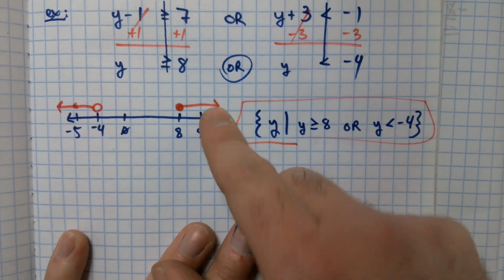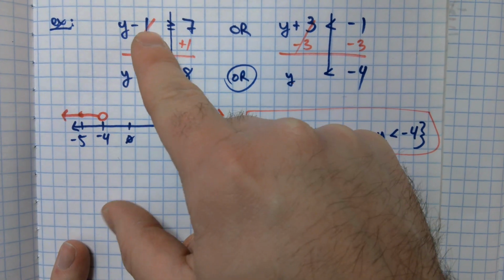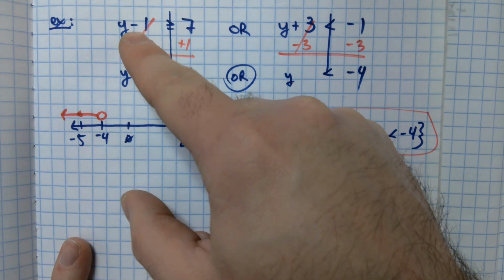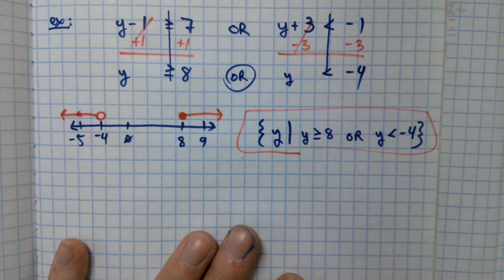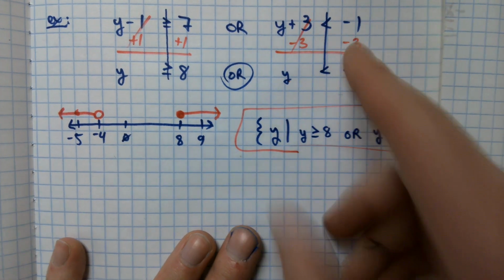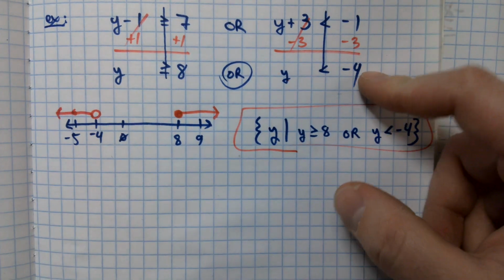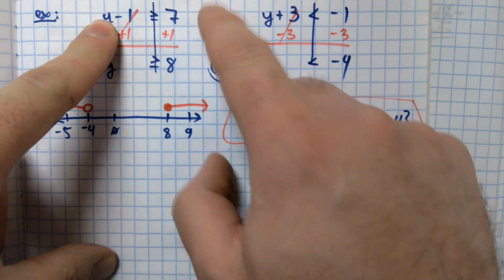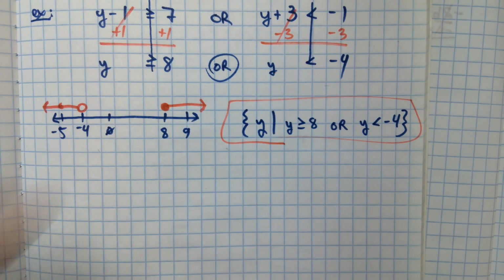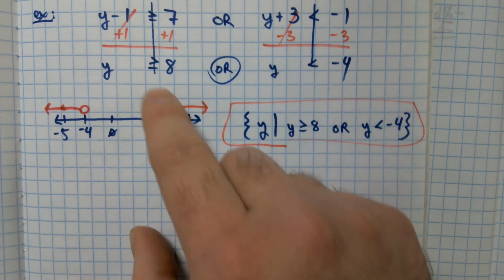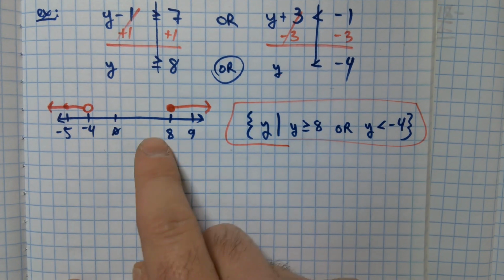Let's take one of these solutions, like 10. We said 10 could be a solution, right? Yeah. Let's plug 10 in here. What is 10 minus 1? 9. Is 9 greater than or equal to 7? Yes. Let's plug 10 in over here. What is 10 plus 3? 13. Is 13 less than negative 1? No. So for unions, only one of these has to work. That's why we use the word or. If I say you or your brother can come, then one of you can, but not both, right? So if I pick a solution like 10, it's going to work for one, but it's not going to work for the other.